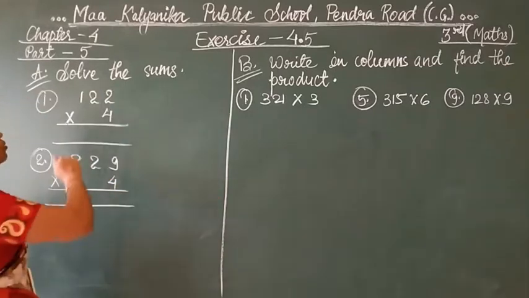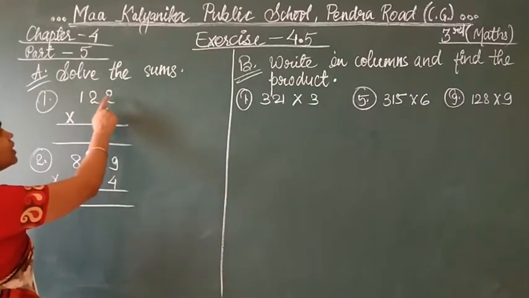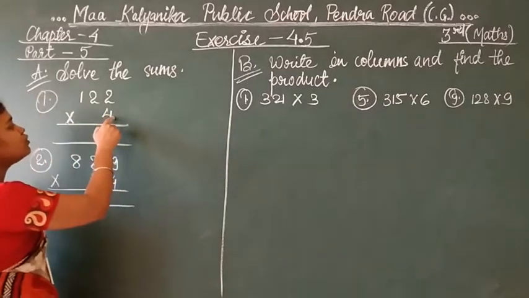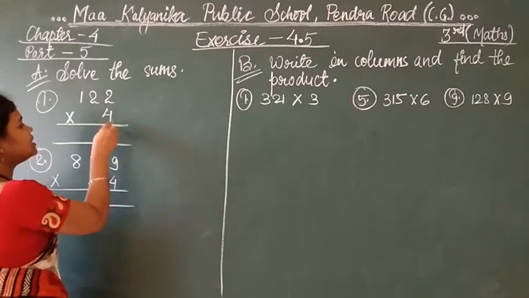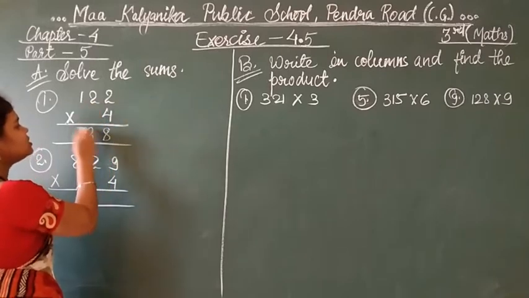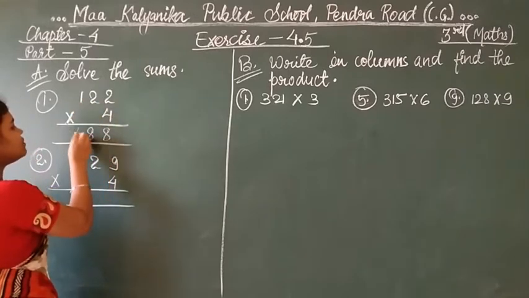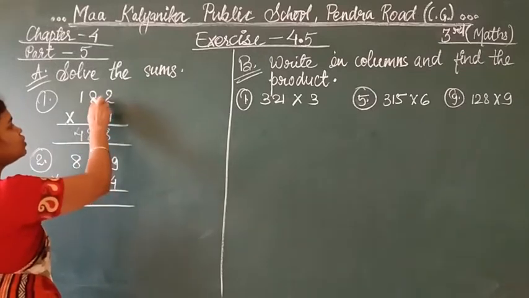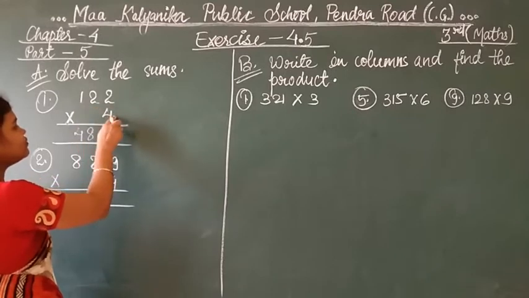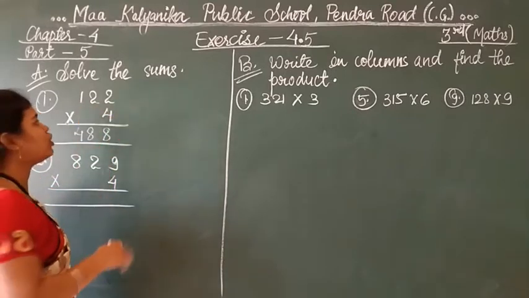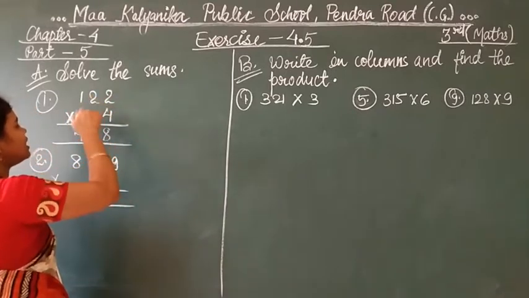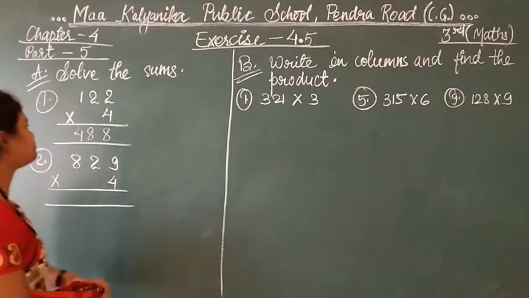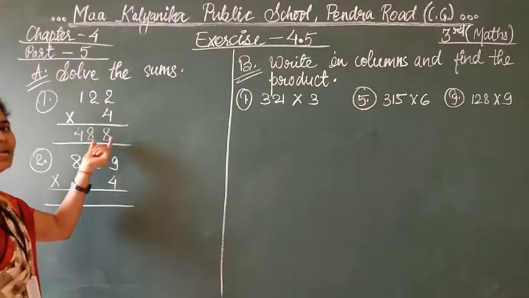Now moving to question number 1. 122 multiplied by 4. Simply read the table of 4. 4 2s are 8, then 4 2s are 8, then 4 1s are 4. You can change the order, but you have to multiply the digits one by one serially from right to left. So the product received here is 488.